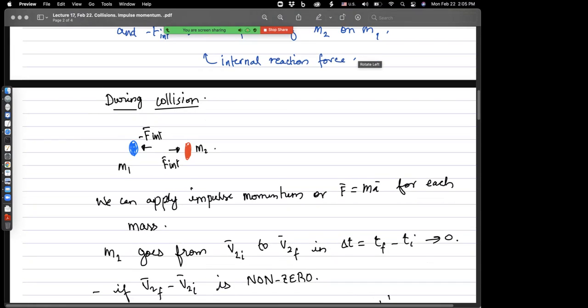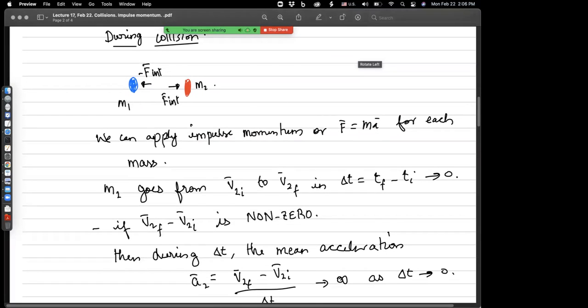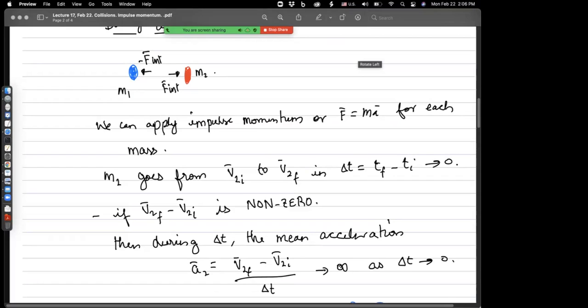So this velocity change typically is non-zero, right? In other words, the object does change velocity, because if the object didn't change velocity, we wouldn't call it a collision. If the objects just start with some velocity and end up with the same velocity, well, nothing happened, right? So usually when we say collision, something happened where the velocity changed. So the velocity difference is non-zero. And remarkably, this velocity difference happened during delta t, this very small duration.